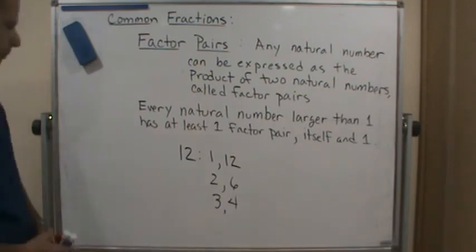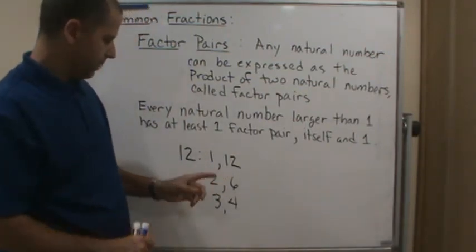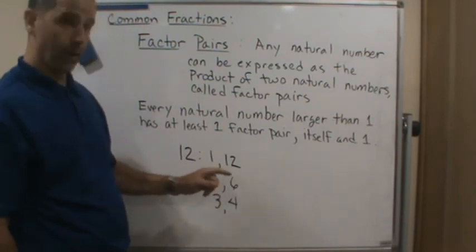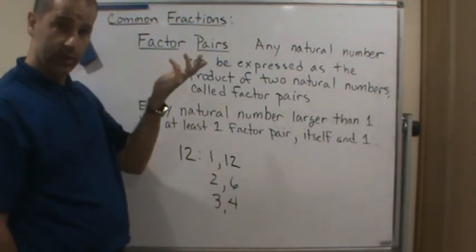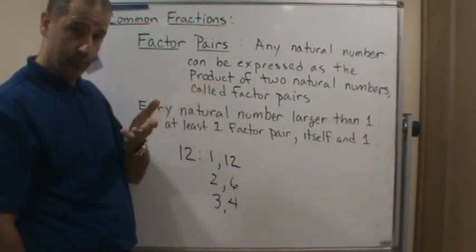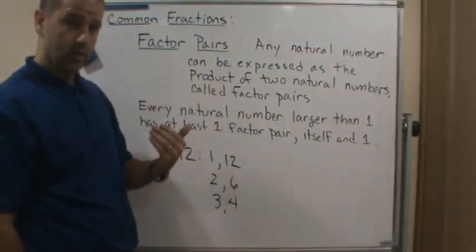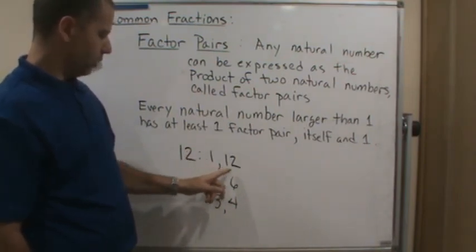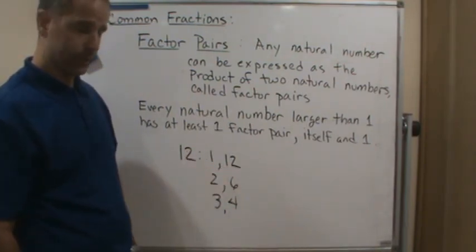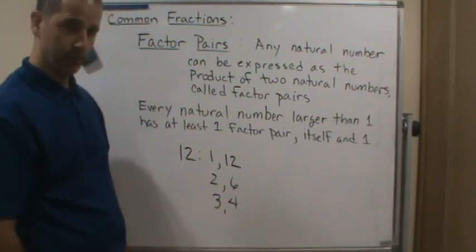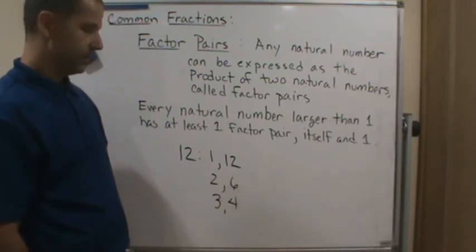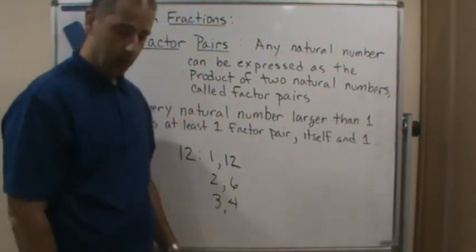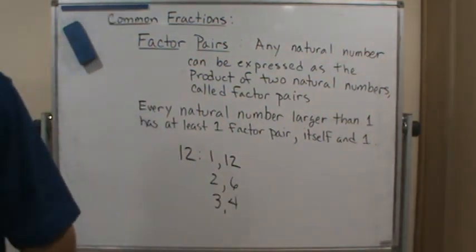Now also, another thing to mention is that the order doesn't matter. Remember, in multiplication, order doesn't matter as far as the product of those two numbers. That means, remember the commutative property. So 12 times 1 is the same as 1 times 12. So the order doesn't matter, and it doesn't give us anything that's different. That's it. See you next time.